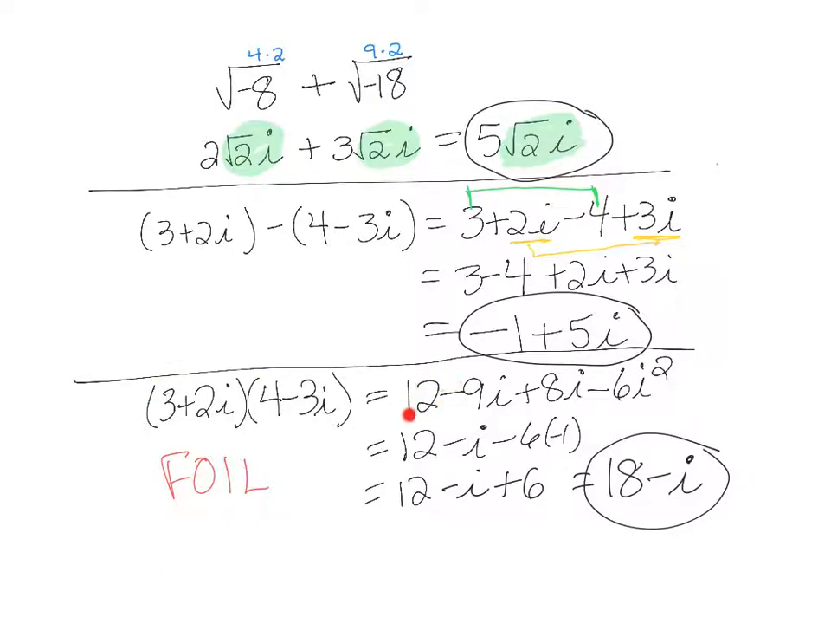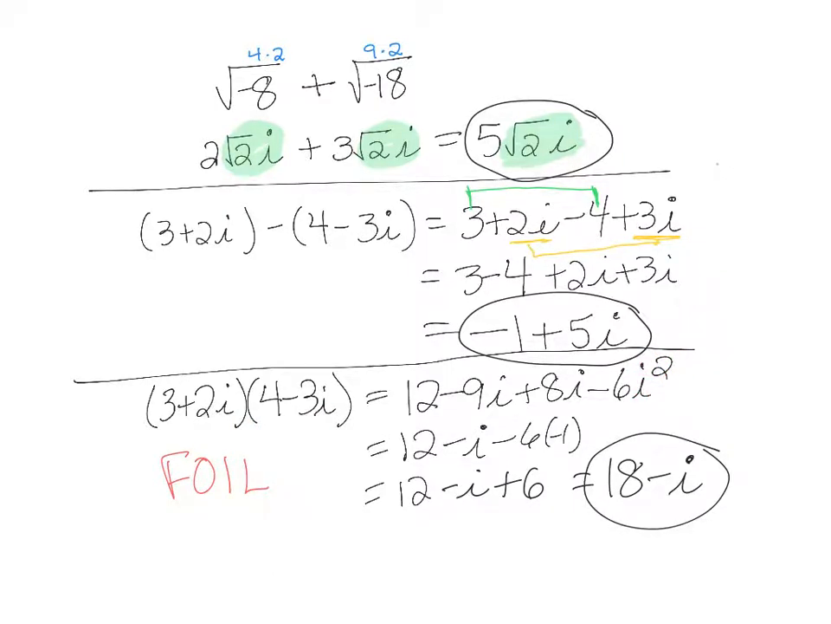3 times 4 gives me 12. The outers: a positive times a negative is a negative. 3 times 3 is 9, and you have the i. See that? Just like multiplying out x's. The inners here are going to be positive 8i. Boom. Now the last times the last, we've got a positive times a negative, which gives me a negative. We have a 2 times a 3, which gives me a 6, and we have i times i, which is i squared.